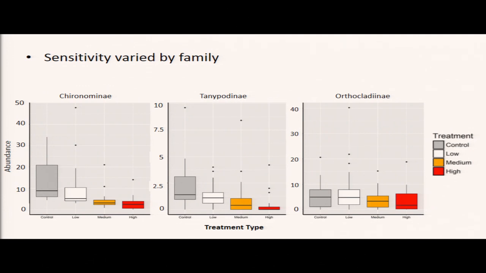Research has also shown that sensitivity can vary by family. And we noticed a similar pattern in our experiment, where it seemed that Chironominae and members of the family Tanypodinae seem to be more sensitive to these compounds than members of the family Orthocladiinae. So a similar pattern to other studies indicates that maybe some species or families are more sensitive than others to these compounds.